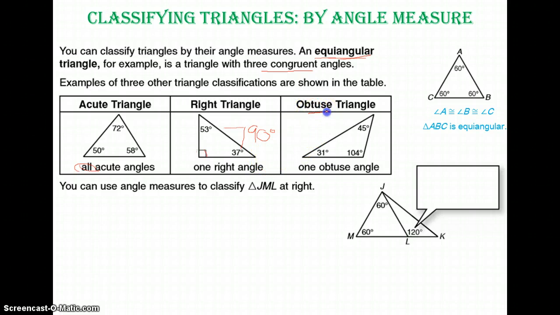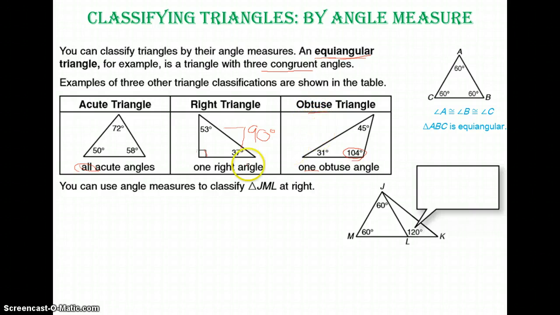And then for our obtuse triangle, we're looking for 1 obtuse angle. And that 1 obtuse angle here is the angle with 104 degrees. So recall that obtuse means angles that are greater than 90 but less than 180. So 104 degrees is our obtuse angle. So 4 classifications by angle measure: equiangular, acute, right, and obtuse.